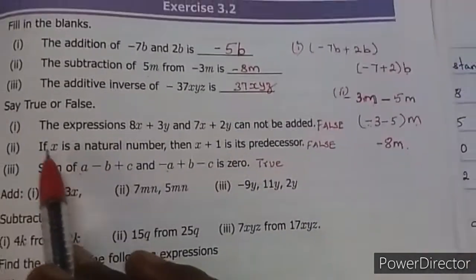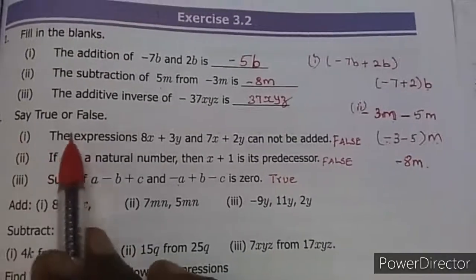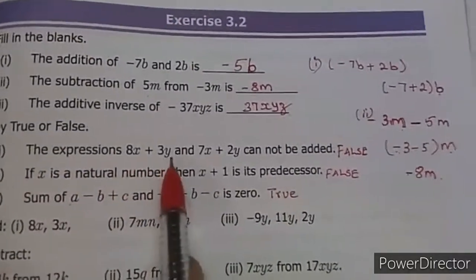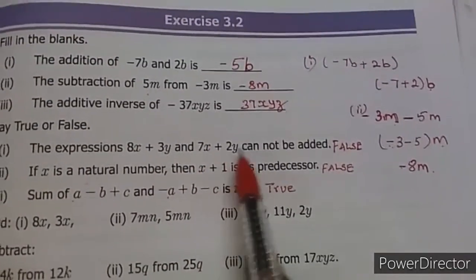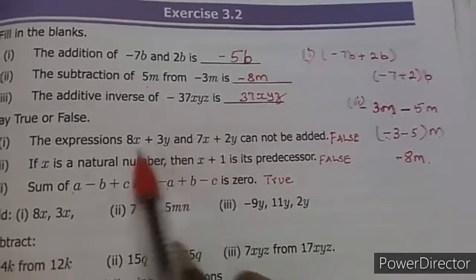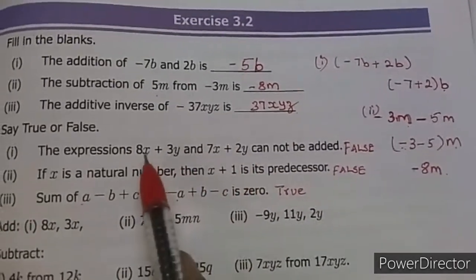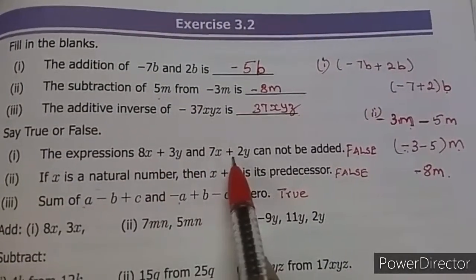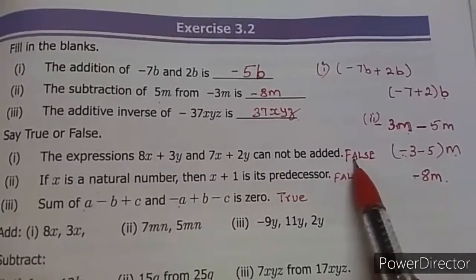Coming to part 2, question number 2, say true or false. The statement given in the question is that the expressions 8x plus 3y and 7x plus 2y cannot be added. But we can add these two expressions. The variables are the same, so we can add the given expressions. So the answer is false.